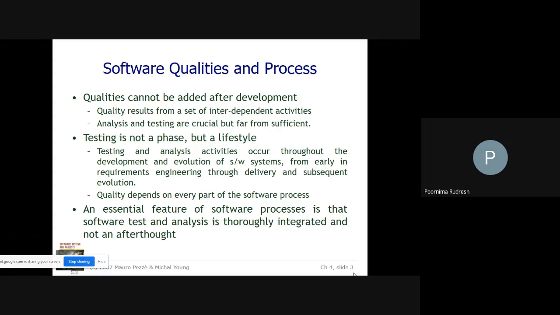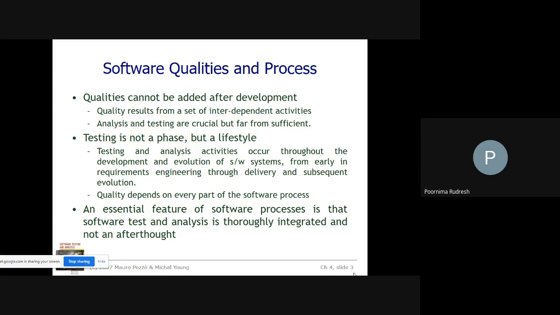So to detect the faults, we need to go for testing. Hence testing can be done not only at the end, but it should be followed throughout the development of the software. Then we'll see software qualities and the process.